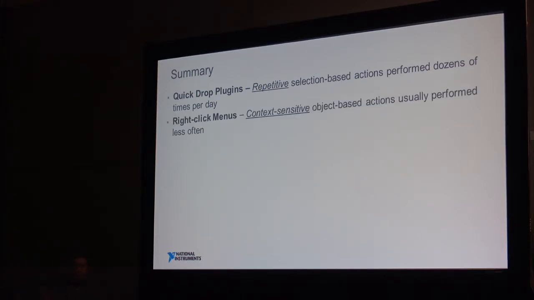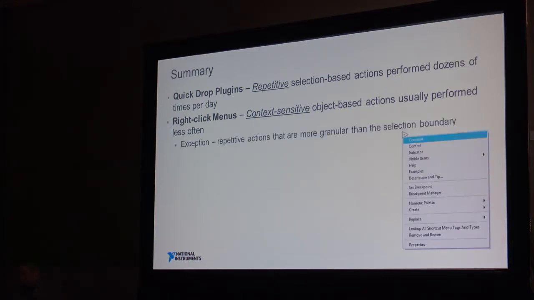Right-click menus are going to be for context-sensitive things. If you want to do something specific to a list box, or something specific to a shift register, or something specific to a string constant, then you're going to make that a right-click plugin, because it's going to be sensitive to only that type of object.